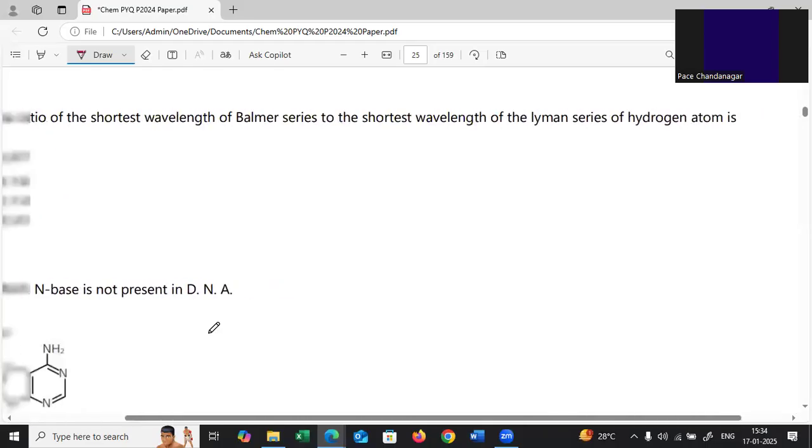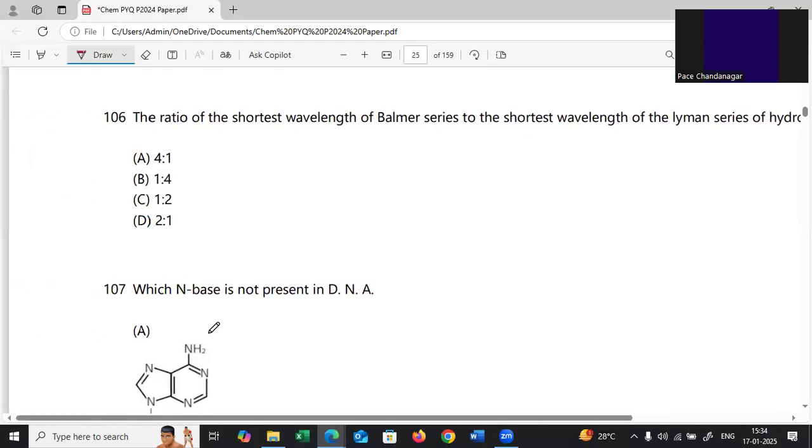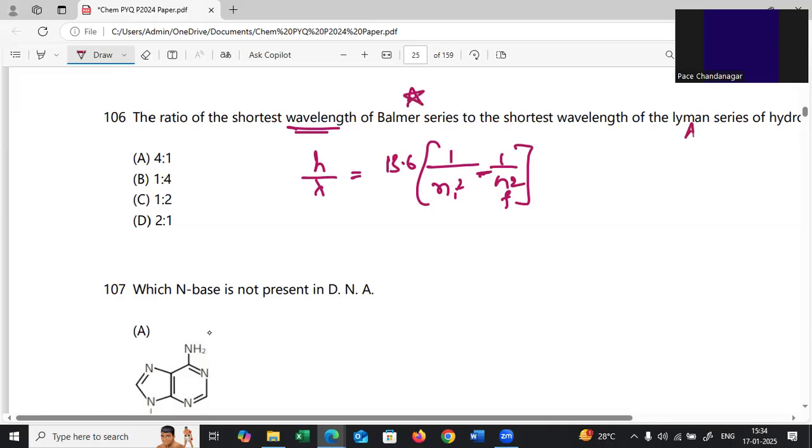Next, ratio of the shortest wavelength of the Balmer series to the shortest wavelength of the Lyman series in hydrogen. This is your atomic structure question again. First year question. Lyman series and wavelength. We know about the wave numbers. Wavelength के बारे में पूछा है. So h by lambda is equal to 13.6 of 1 by n initial square minus 1 by n final square. This is what we do. And for that, if you see Balmer series and Lyman series, just substitute the numbers. तो आपको क्या बन जाएगा यहाँ पे? This is 2 by 1 the whole square बन जाएगा बस.